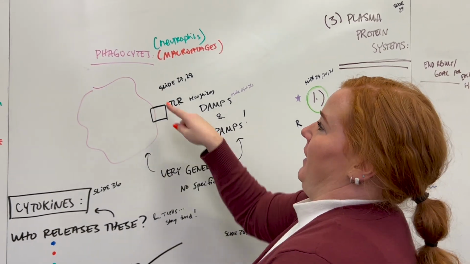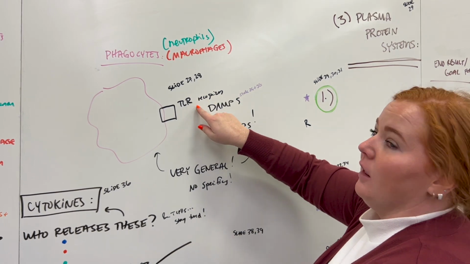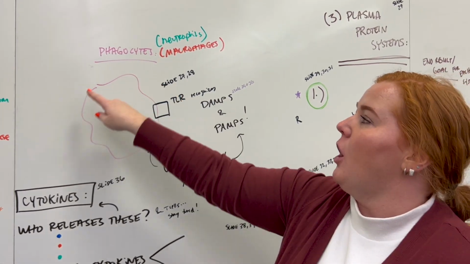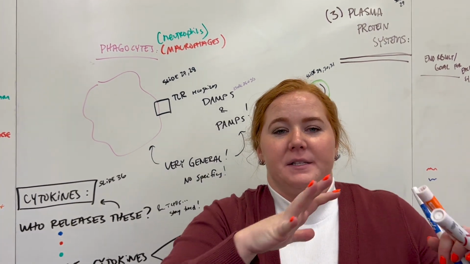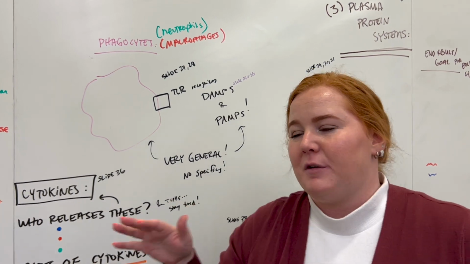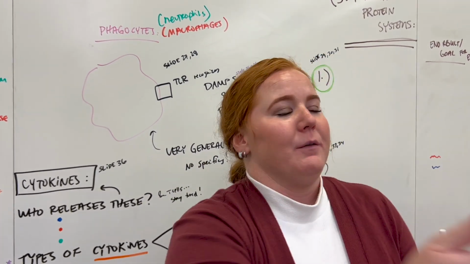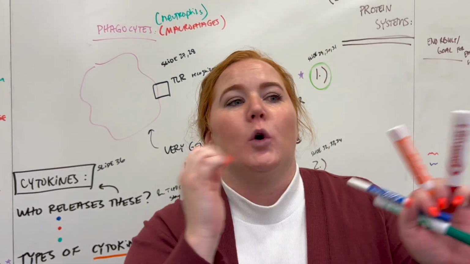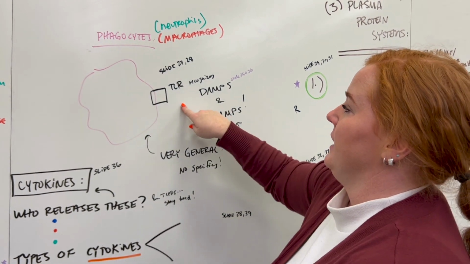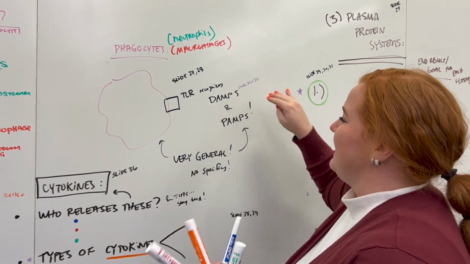So on our phagocytes, which are neutrophils and macrophages, we see TLRs, which stands for toll-like receptor. It's a receptor on the phagocyte that is surveying. If you think of a toll booth, when you're going on the freeway, you have to pass through the toll booth. It's basically like these toll-like receptors; everything that passes by, they do a quick monitor of. So the toll-like receptors on our phagocytes have the ability to recognize DAMPs and PAMPs.